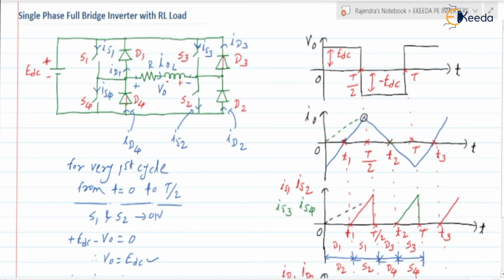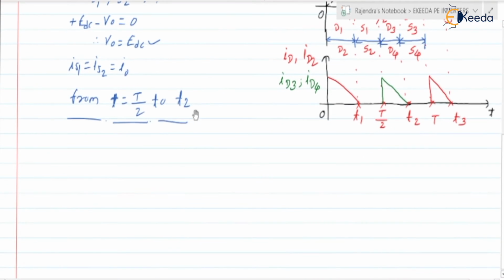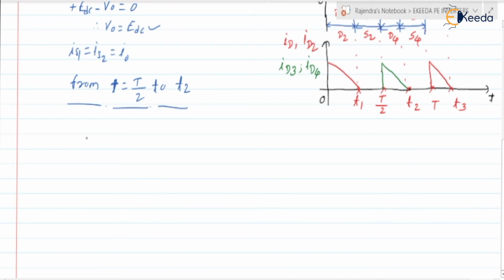If you check I0, be careful, I0 is in the load branch, flowing from left to right only, but it is decreasing. From T/2 to T2, I0 is decreasing. Next, if we apply KVL to this loop, it is minus V0 minus EDC equal to 0. Therefore, V0 is equal to minus EDC.